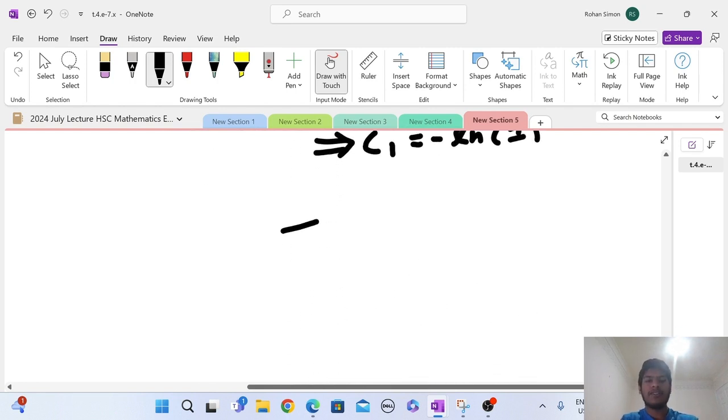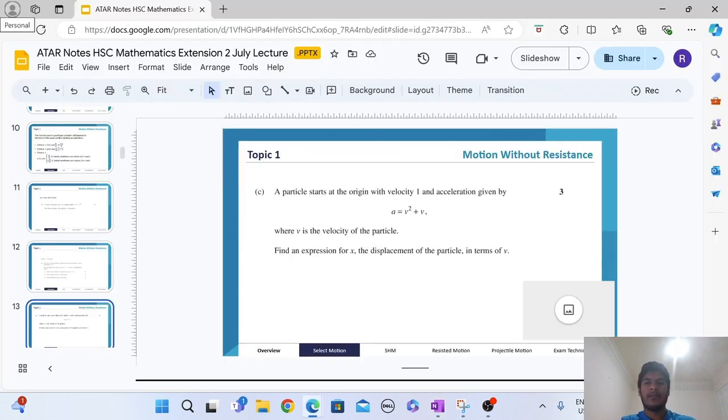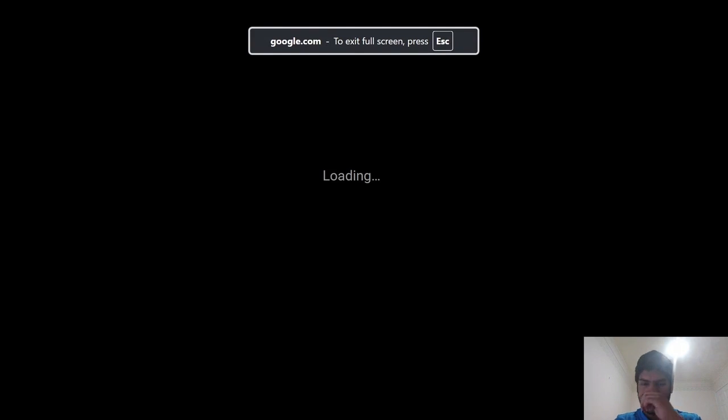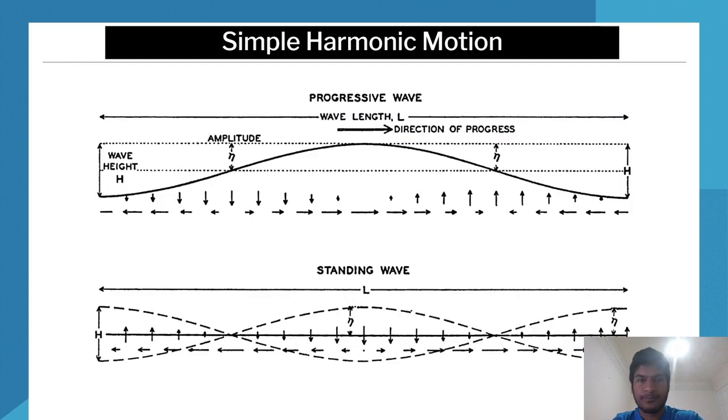And so our expression for position then becomes ln(v plus 1) minus ln 2. And there we have it. X as a function of v, so we're done. For 3 marks, that's not bad, I would say. We had 4 lines of working at maximum, or 4 or 5. Not too bad. 3 marks, fairly easy marks, I would say. And this one's actually taken from an extension 2 paper.